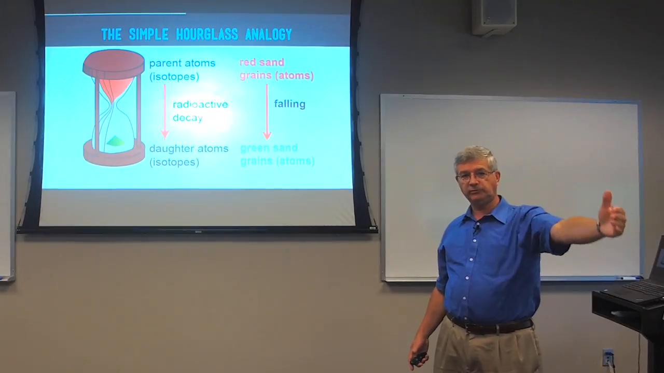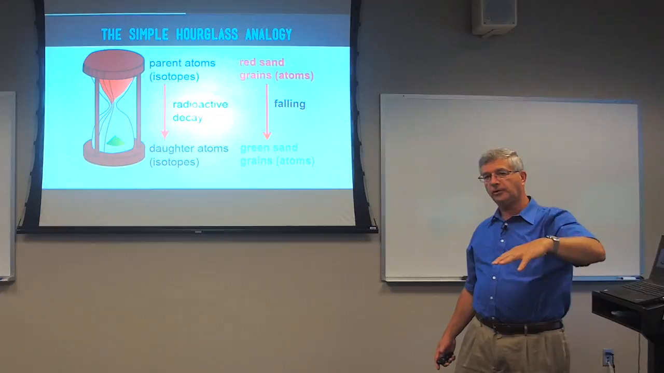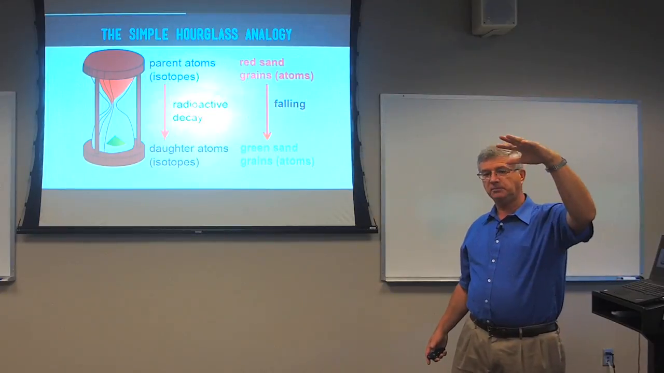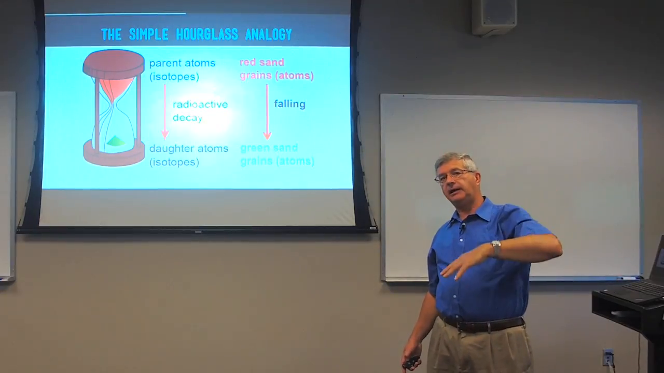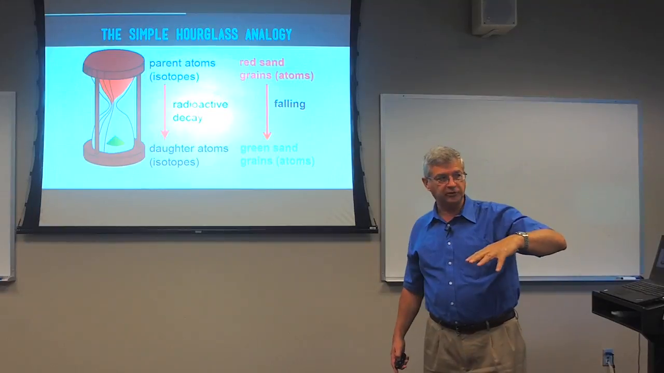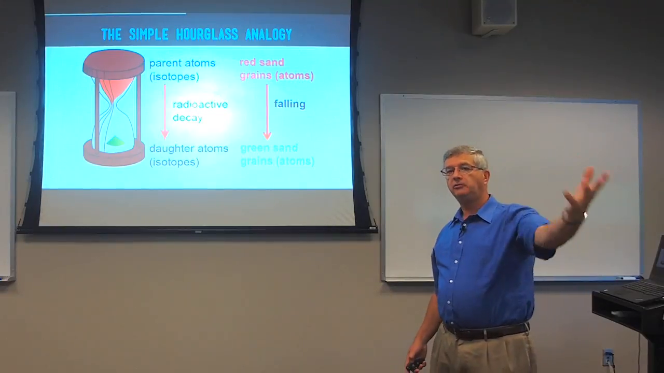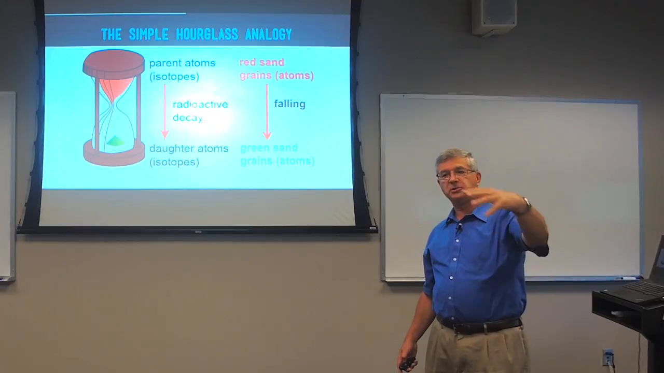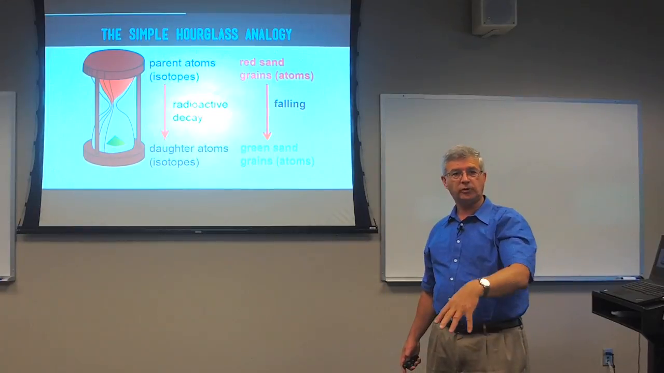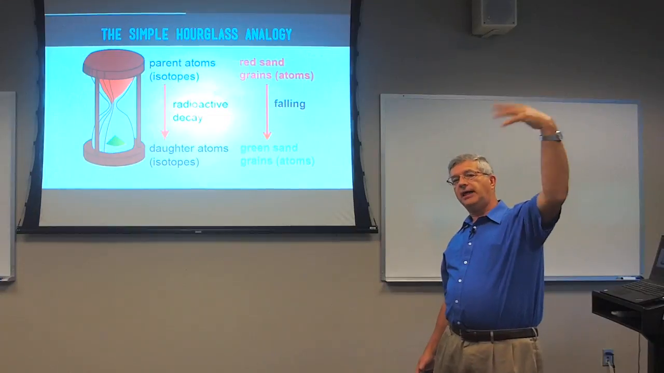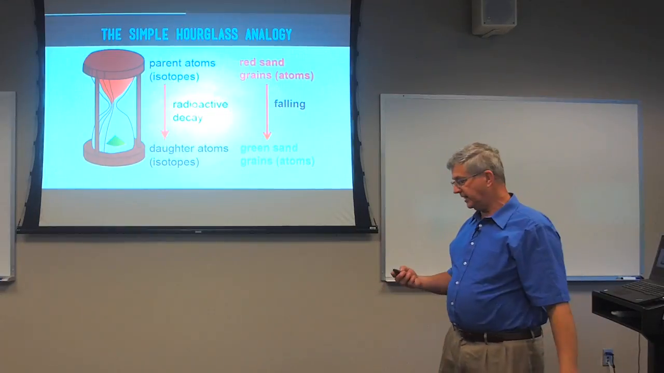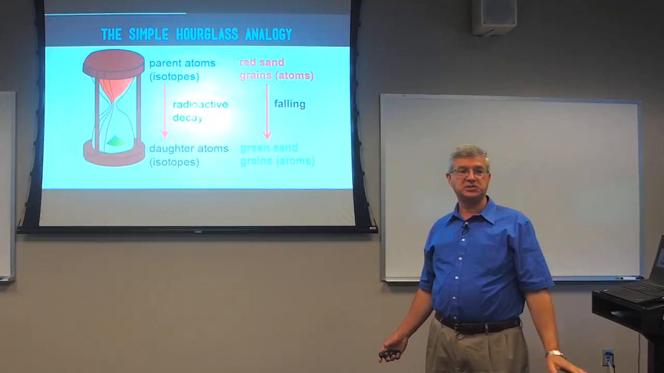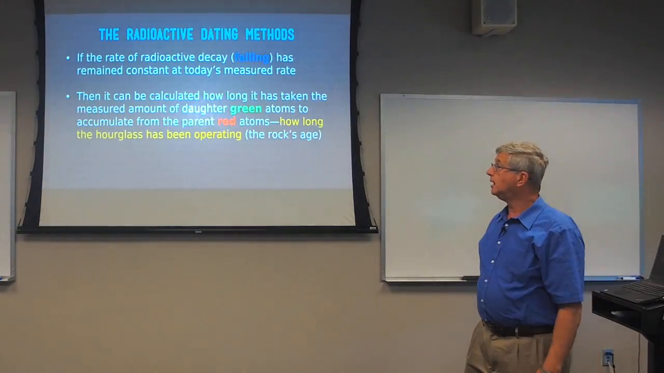And so it's the same with the rocks. You measure the amount of daughter atoms, and then you can back calculate. Well, okay, if there are no daughter atoms to begin with in the rock, then we know the rate of decay. It's taken X years to produce Y number of daughter atoms. Therefore, that's when the rock was formed, and that's the age of the rock. It's not that mysterious at all.